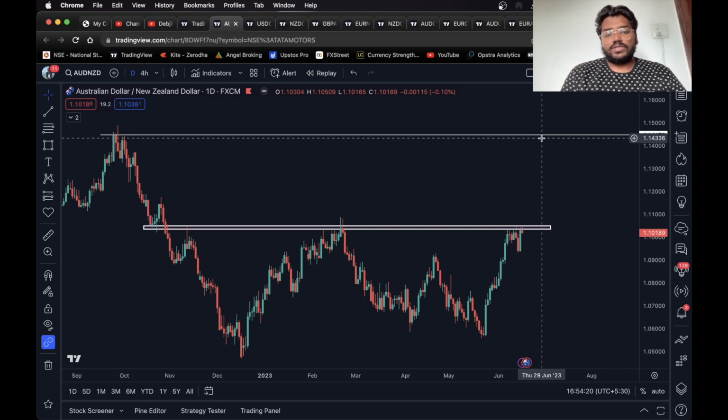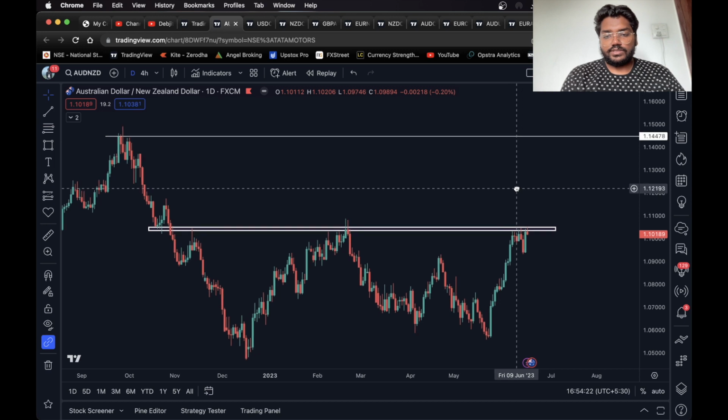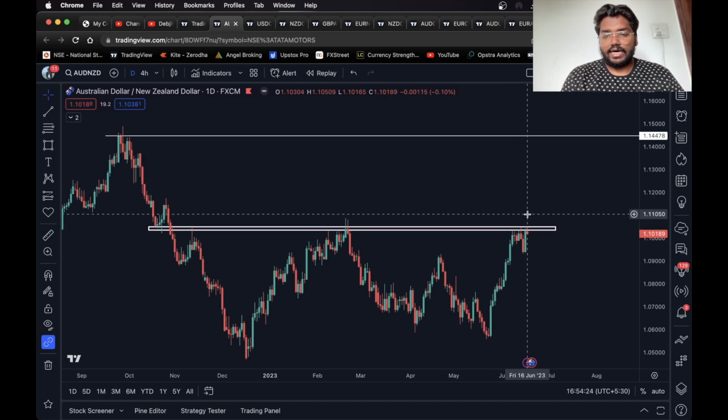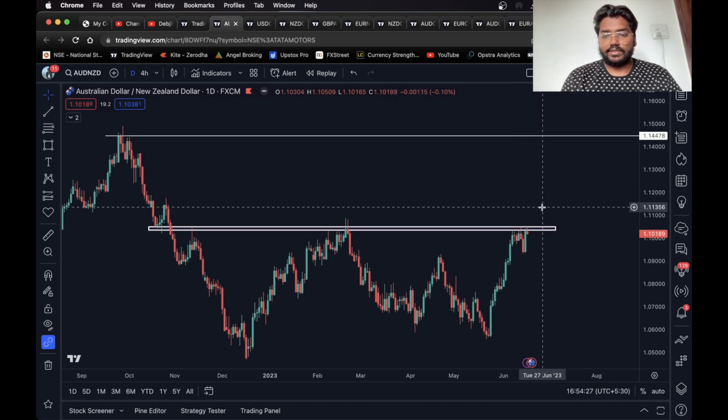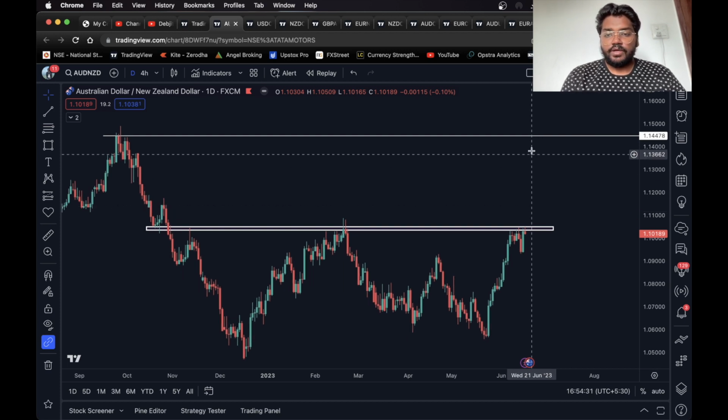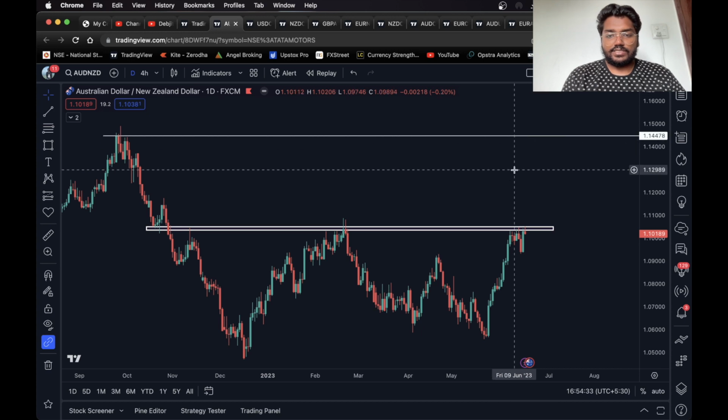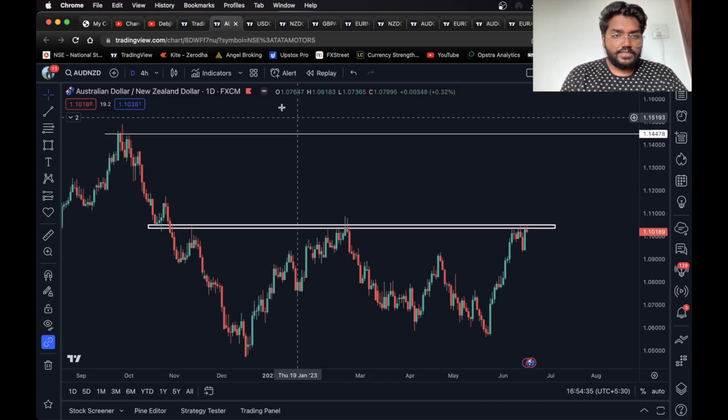And what I would suggest is that you take half a quantity on breakout, and then the remaining half quantity after the retest. That would be the best thing that you can do. And you can consider this as your long target.